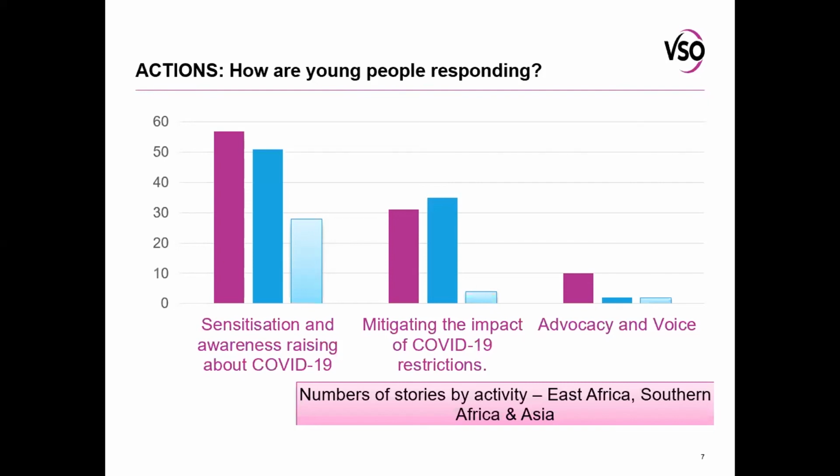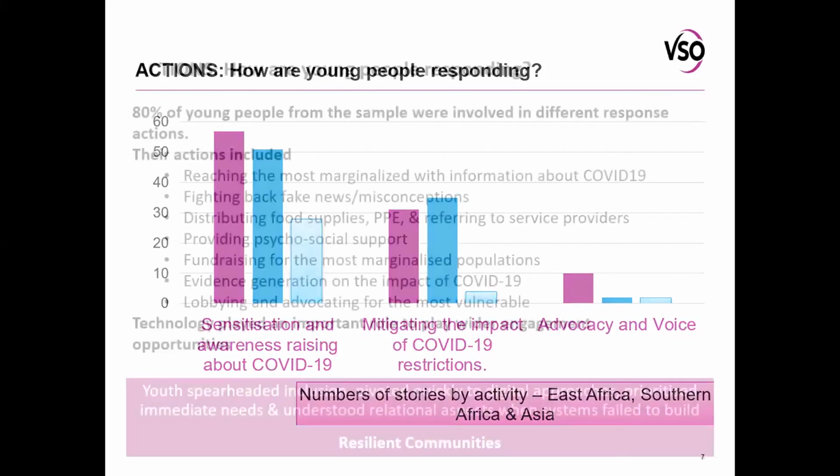And the three areas represent VSO's countries of operation. The pink one is Eastern Africa, and the dark blue one is Southern Africa, and the last, the light blue one, is the Asia country offices we have in VSO.